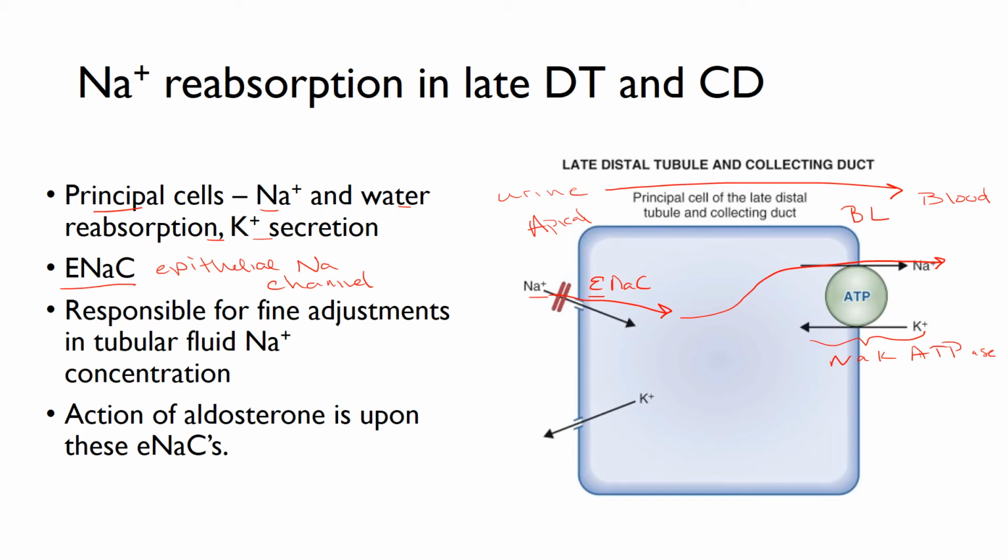Meanwhile, potassium is secreted and essentially is going to move in the opposite direction, meaning potassium moves from the blood across the cell this way towards the urine side. So that's why we call it secretion. It's moving in the opposite direction as reabsorption. Reabsorption is up here.